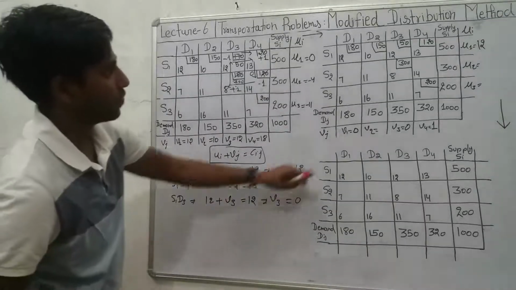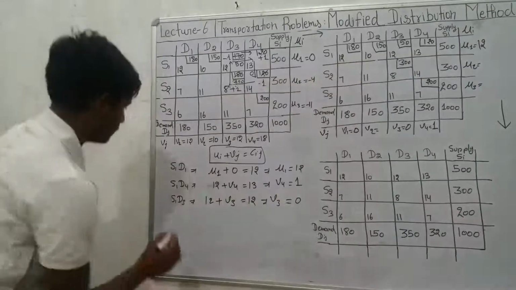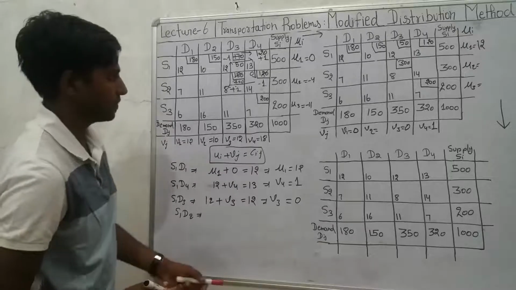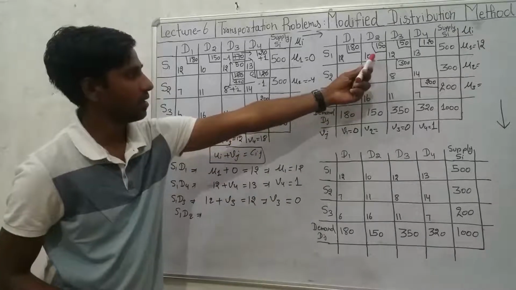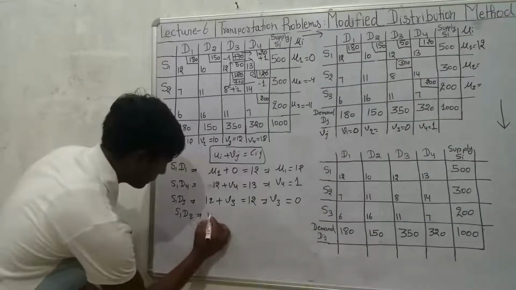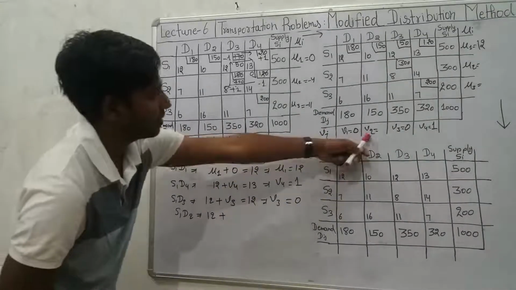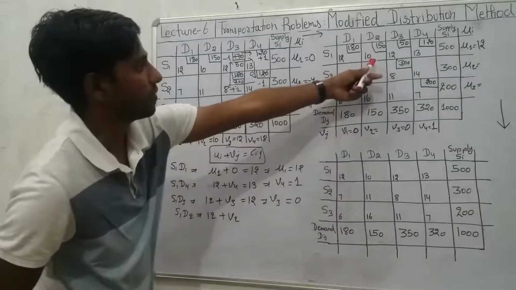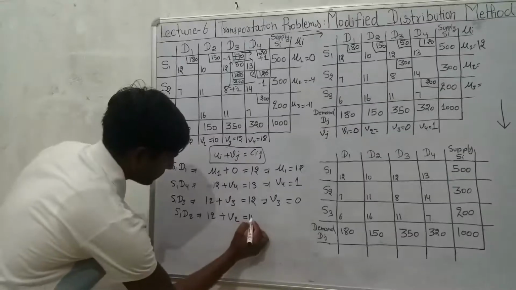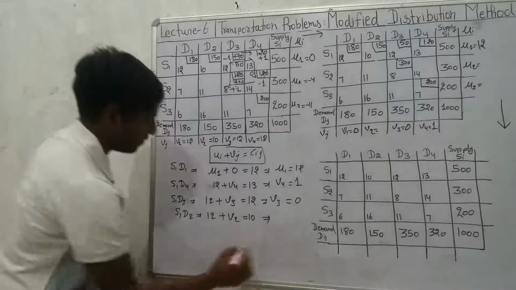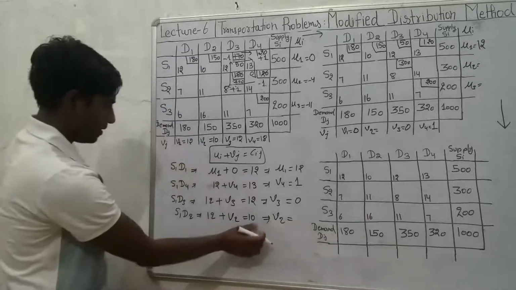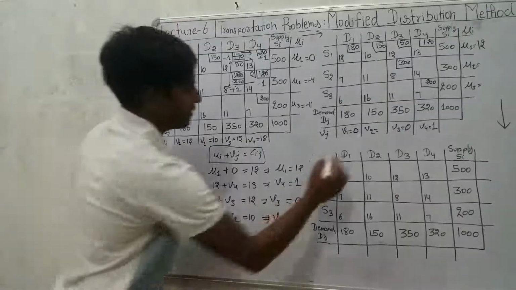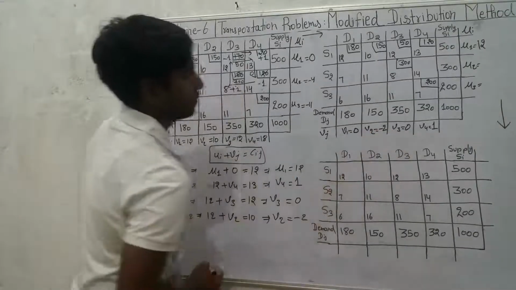The next occupied cell in this particular row is S1D2. For this particular row, what is the value of u? It is 12. What is the value of v? We don't know, so write it as it is, v2. And the cost per unit or cij is 10. That is equal to 10. So what would be the value of v2? It is 10 minus 12, which means minus 2. So v2 is equal to minus 2.